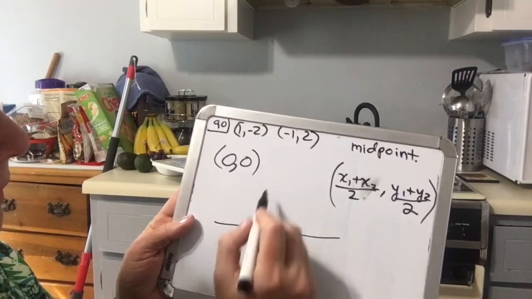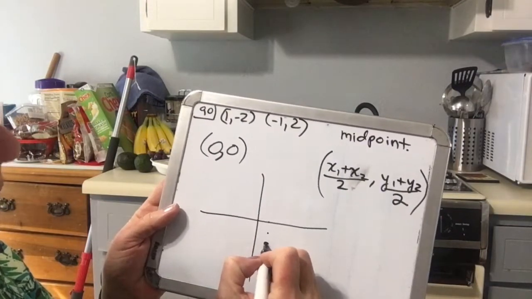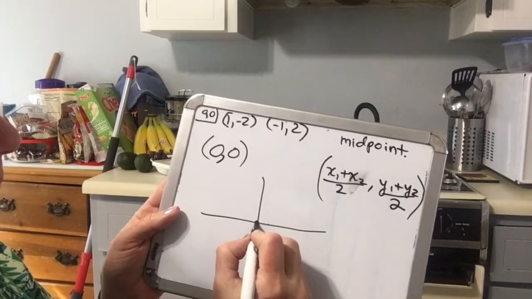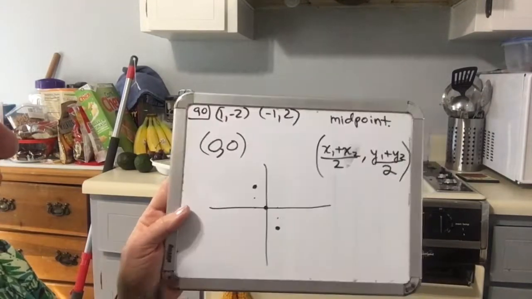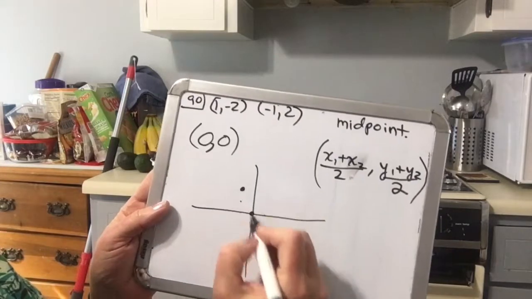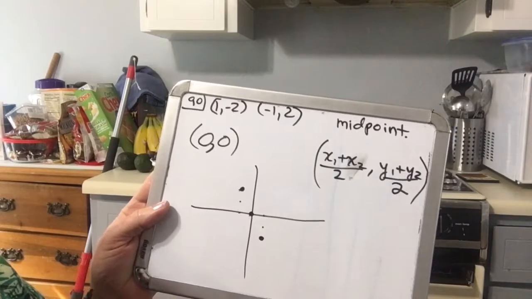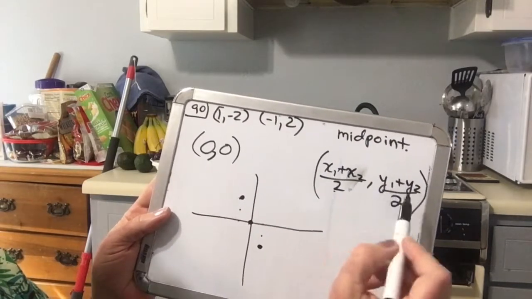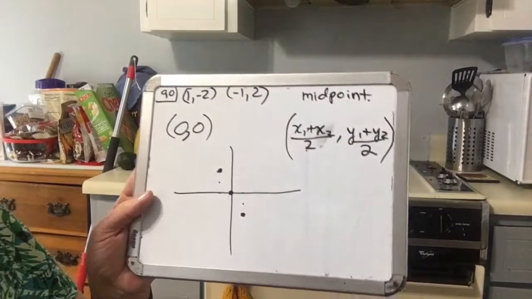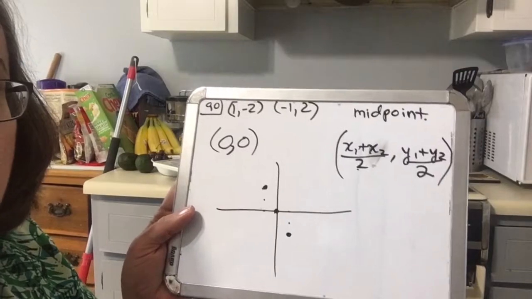Now let's look at it. So 1, negative 2, okay, and 0, 0, and negative 1, 2. It looks like it is exactly the midpoint. Down 2 over 1, down 2 over 1. They are on the same line. Okay, so just add the two x's together, divide by 2, add the two y's together, divide by 2, and there you have it. So that's number 90, and we just have a couple left for this video.